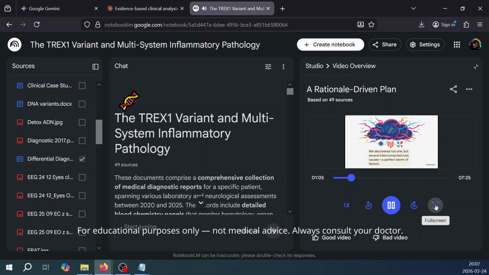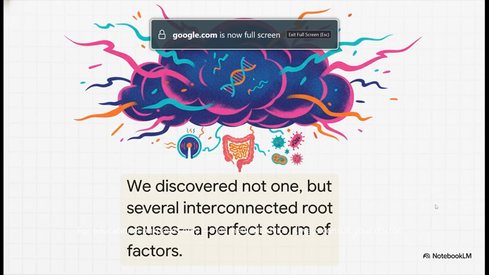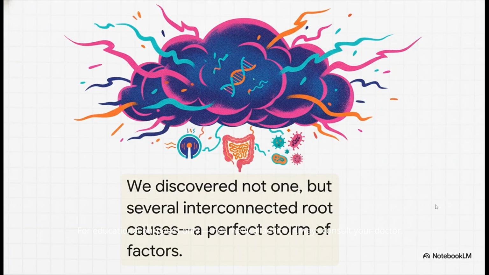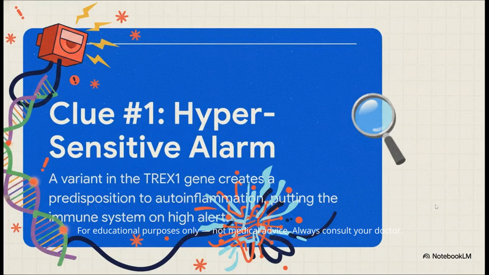And you know what we found? It wasn't some single, simple answer. Not at all. Instead, what we uncovered was a perfect storm, a really unique combination of several different underlying factors, all working together to create the situation we're seeing. Okay, so our first major clue is genetic. There's a variant in a gene called TRX1 that basically puts the immune system on a constant state of high alert. The best way to think about it is like a smoke detector that's just way too sensitive. It's primed to set off a massive alarm for even the smallest little thing.